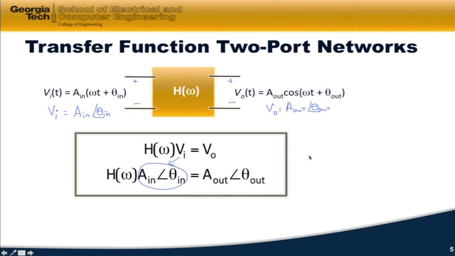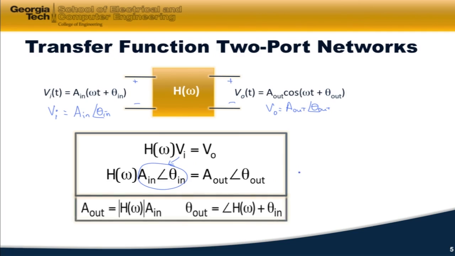Now, if I do that, I can take the magnitude of both sides and the angle of both sides. If I take the magnitude of both sides of this, I will get the magnitude of H times A in is equal to A out. So I've just written it this way as a function. I'm trying to solve for A out, the output amplitude. And that's equal to the input amplitude times the magnitude of that transfer function at that frequency omega. So it's important, this is at a given omega.